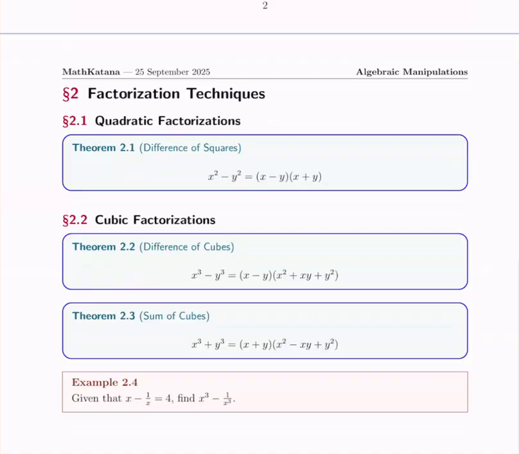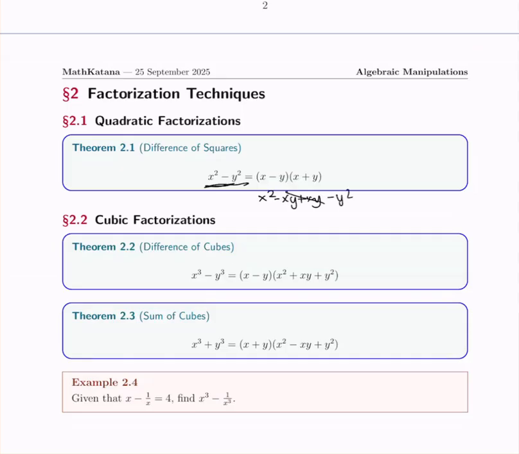Okay, here are some key factorizations. The most important one in the AMC is probably x squared minus y squared is equal to x minus y times x plus y, which you can prove by expanding both sides. This is simply x squared minus xy plus xy minus y squared, and these two just cancel.